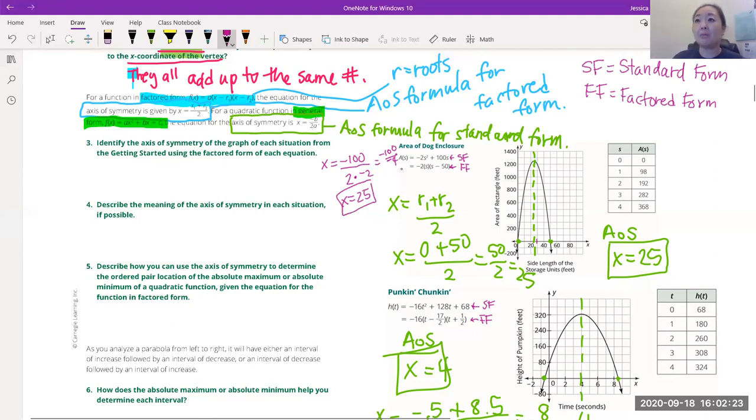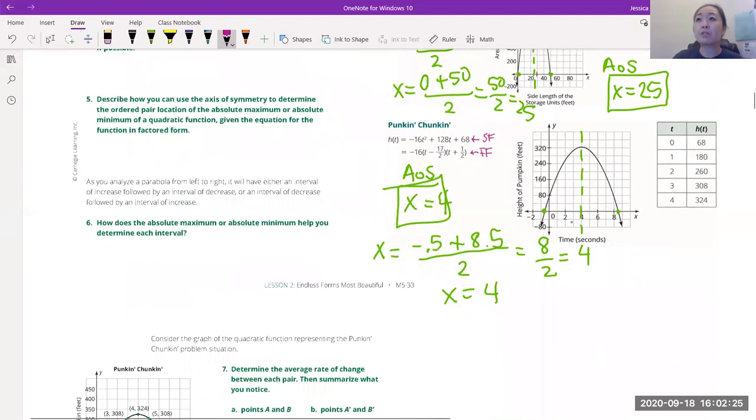Okay, so we're gonna do the same thing with pumpkin chunkin. This one's super easy to see. It's right here at 4. And honestly, on the test, if you have a graph and you're like x equals 4, done. You don't need to show other work. You can do some calculations if you just want to check, but you don't have to. If I'm asking you what is the AOS, and you say x equals 4, boom, done. Now, if you just write 4 again, that's wrong because that's not a line. It's just a value. That's not what we're talking about here.